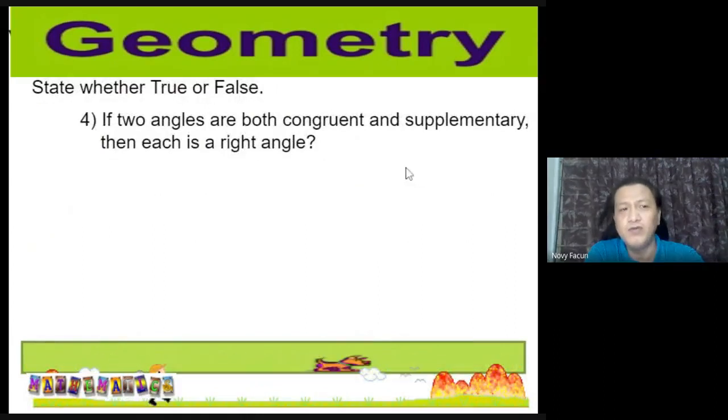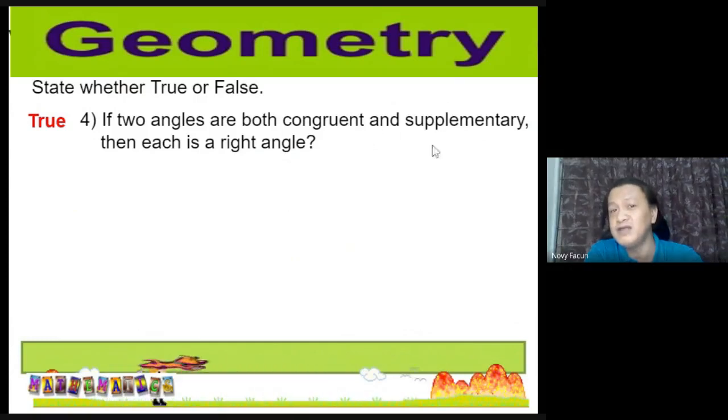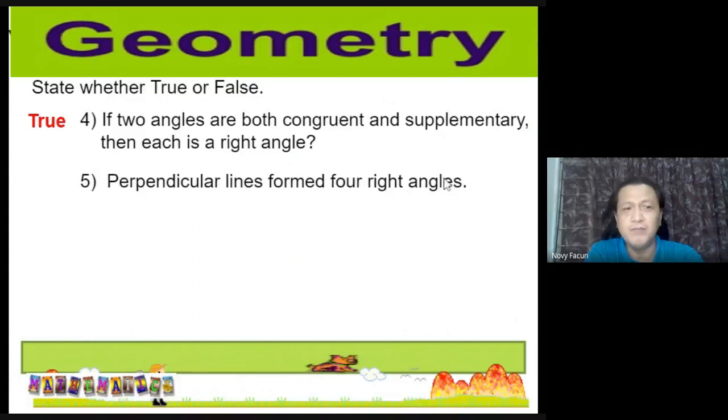And number four, if two angles are both congruent and supplementary, then each is a right angle. Okay, that is true. Tandaan natin yan ha. Kaya if both congruent sila, kasi example natin kanina yung parking lot, 90-90, that is congruent. And the sum of 90-90 is 180. Kaya sila ay supplementary. And number five, perpendicular lines form four right angles.